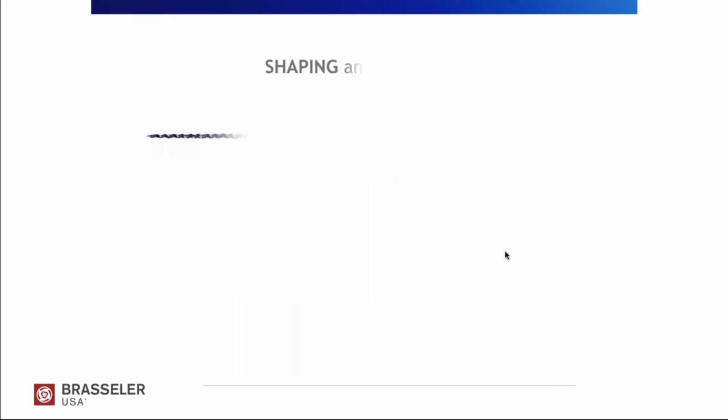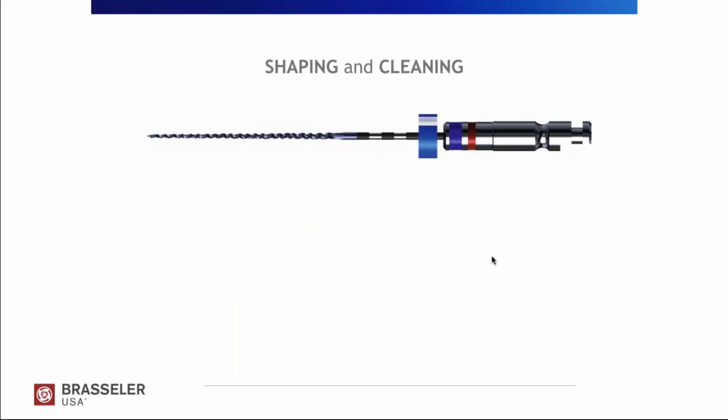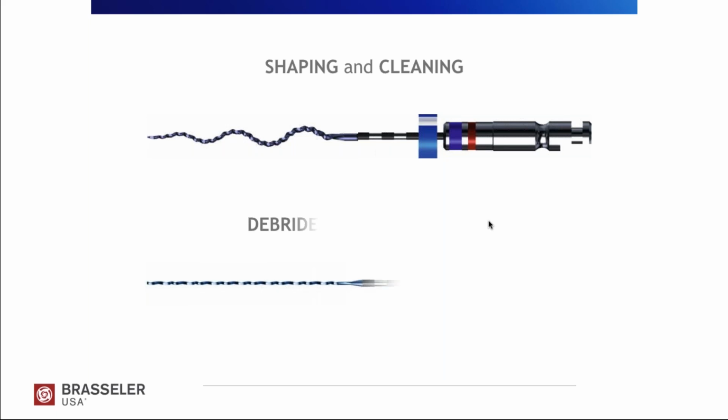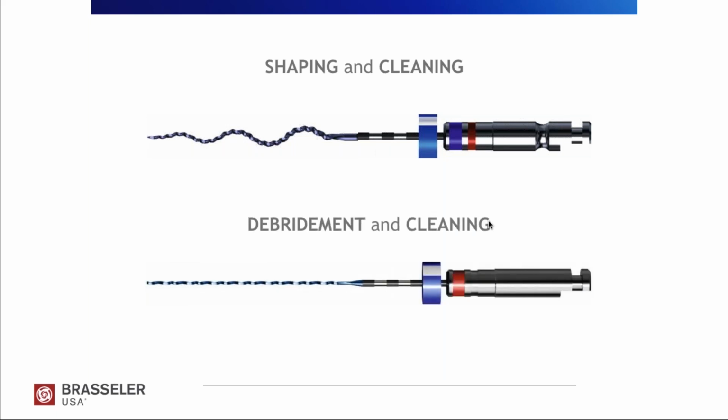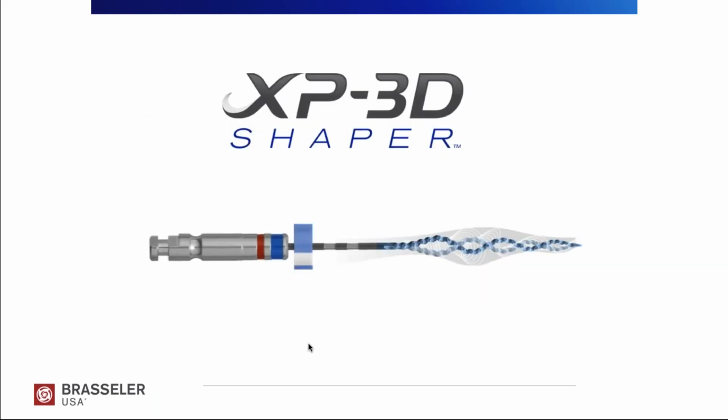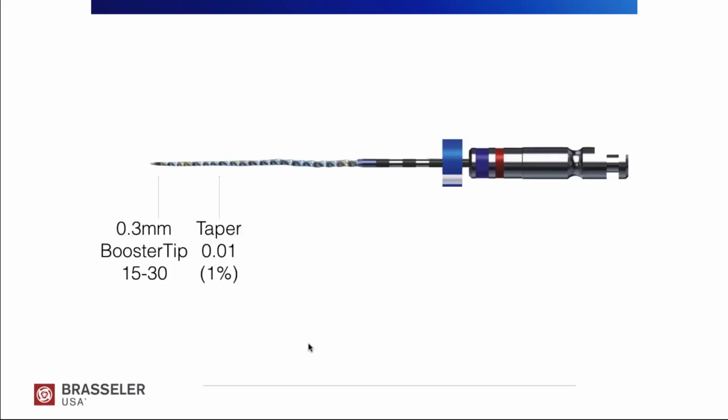So let's start by showing you the shaper, and then we'll follow that by showing you the finisher, which have two different functions. So let's start with the shaper.